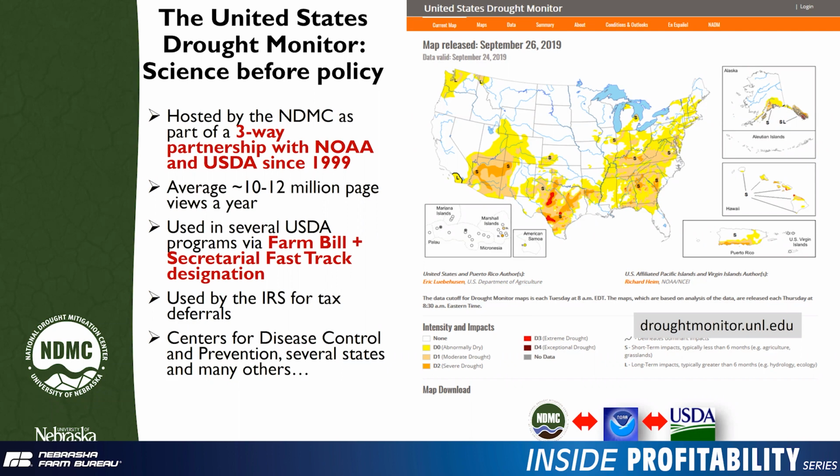First used in 2002, 2003 as a trigger, and then written into the farm bills from 2008 onward, including becoming a fast track designation tool for the U.S. Department of Ag Secretary. But there's others using it. Internal Revenue Service for tax deferrals for, say, livestock on drought years. Centers for Disease Control and Prevention. EPA. Several states, many states, most every state in fact, uses it as one form of informing their governor of drought conditions, along with some other tools, and many, many more.